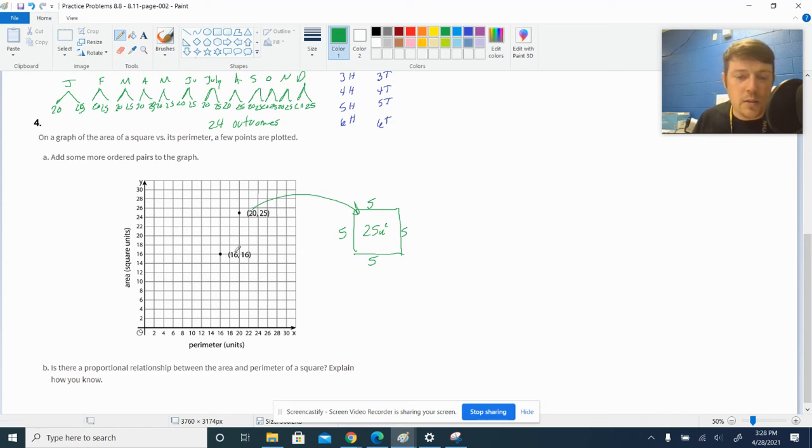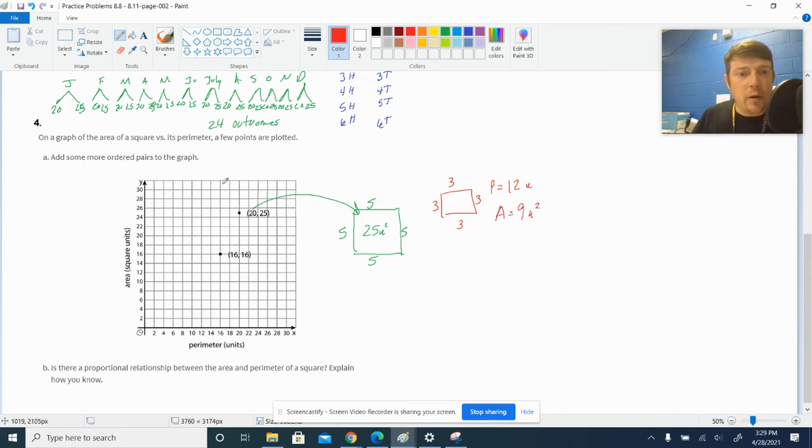Same thing would happen with this one. That would be a 4 by 4 by 4 by 4. So we've got to add some. Let's do a simple square. Let's do a 3 by 3 square. That's easy enough, right? What's a 3 by 3 square's perimeter? Well, its perimeter would be 3 plus 3 plus 3 plus 3, or 3 times 4. That would be 12 units. And its area would be 3 times 3, which is 9 units squared.